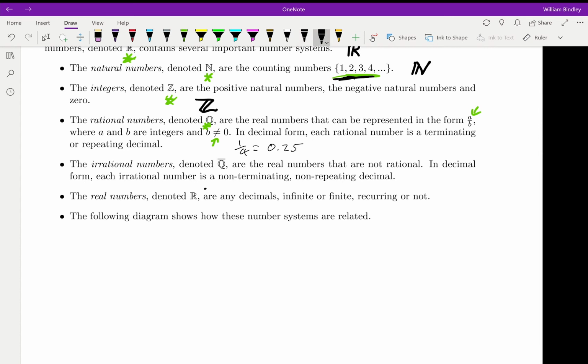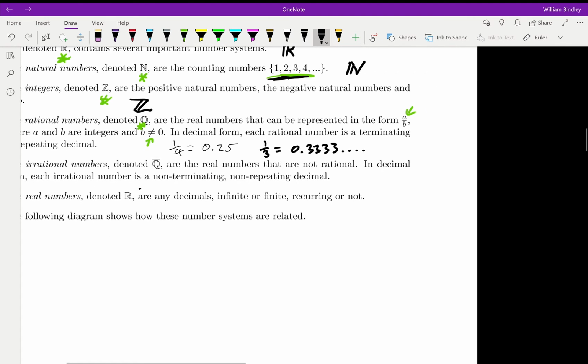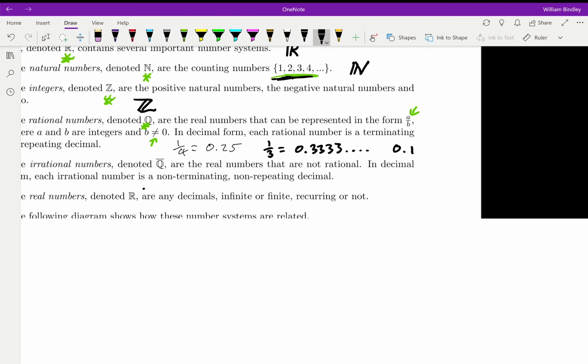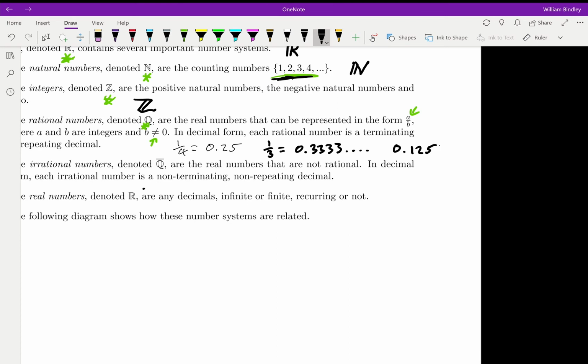But if you take, for instance, 1/3, that equals 0.3333, and that goes on forever. So it doesn't terminate, but you see how there's a repeating pattern. Note that you don't need to have the same digit repeating again and again. There just needs to be a repeating pattern. So for example, this would also be a rational number, 0.125125, and repeating just like that. That would also be a rational number.